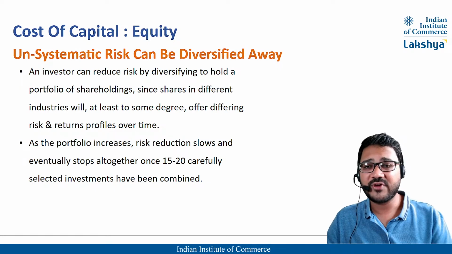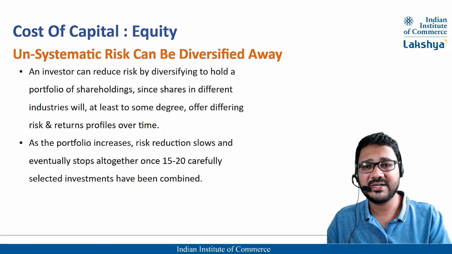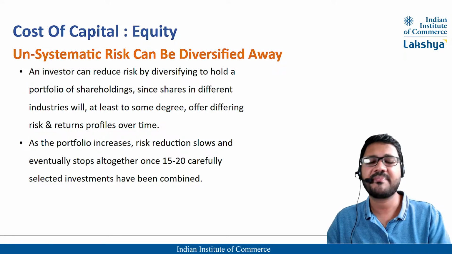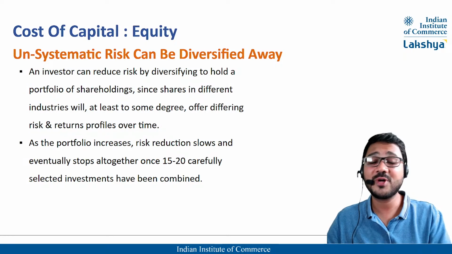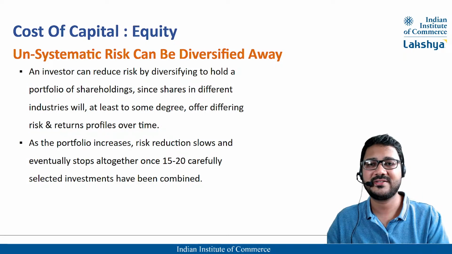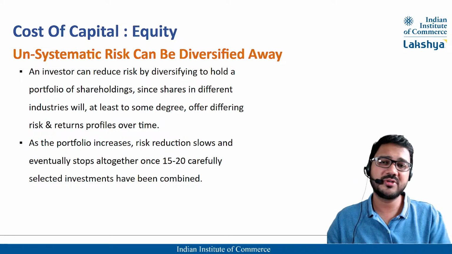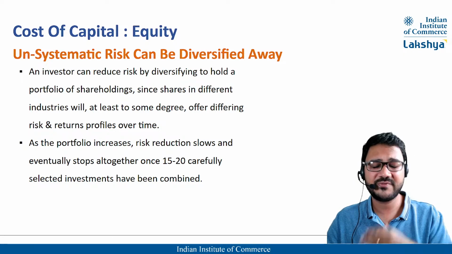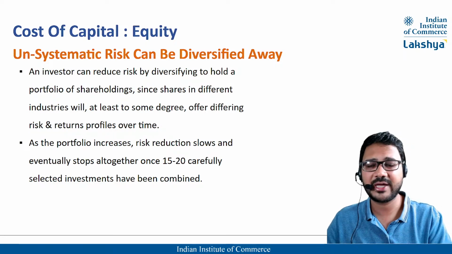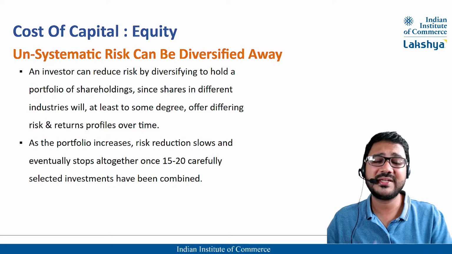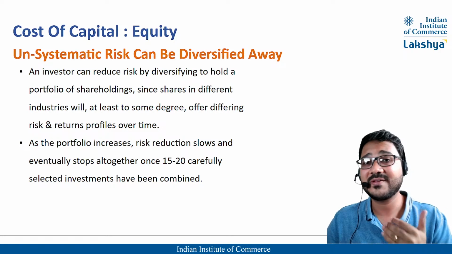So if there is any unsystematic risk so grave that it leads to the shutting down of a company, in such a situation, all you are going to lose is just 5%. So around 15 to 20 stocks is a good portfolio to have. Anything beyond that, 20, 25 at most, is over diversification.